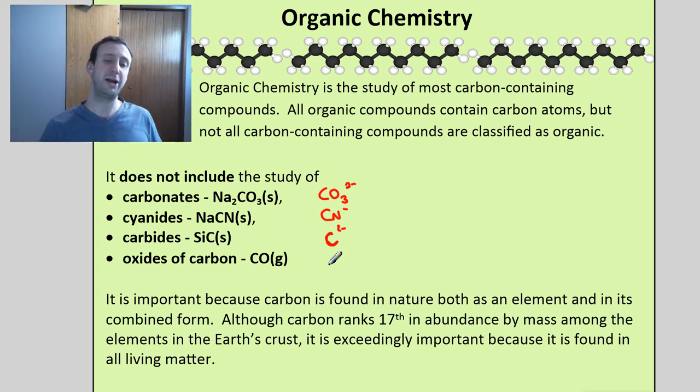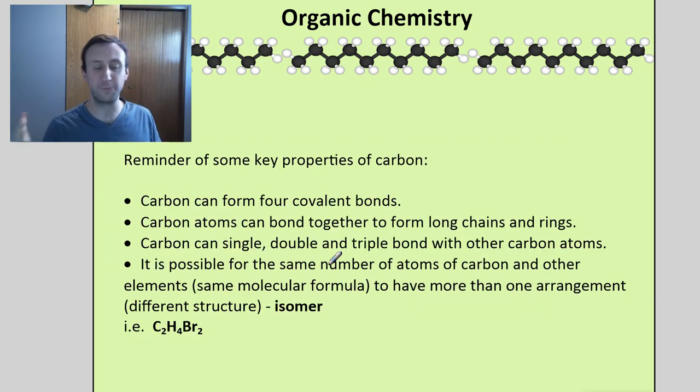So why do we care? Well, carbon is found in nature both as an element and in its combined form. Although carbon ranks 17th in abundance by mass among the elements in the Earth's crust, it is exceedingly important because it is found in all living matter. Why is carbon so special? Well, it can form 4 covalent bonds. So it has 4 bonding electrons when you draw the electron dot diagram for carbon, which I'll do right over here. 1, 2, 3, 4. So it's got 4 spots to form covalent bonds. It can also form double and triple bonds.